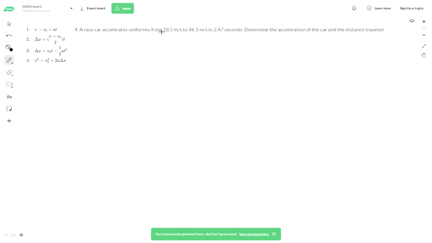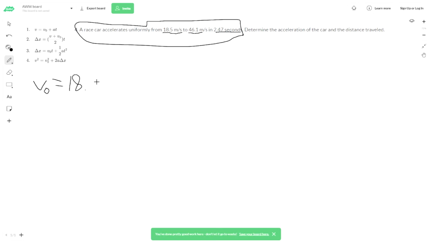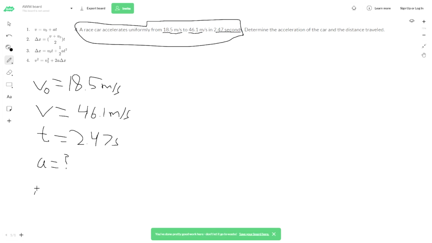Alright, so we are given here his initial velocity, final velocity, and time, all in this first sentence. So v0 equals 18.5 meters per second. His final velocity equals 46.1 meters per second. And the time equals 2.47 seconds. So we are looking for the acceleration and the distance traveled. We can go back to x here because it's not moving in a vertical direction, it's moving in a horizontal direction.